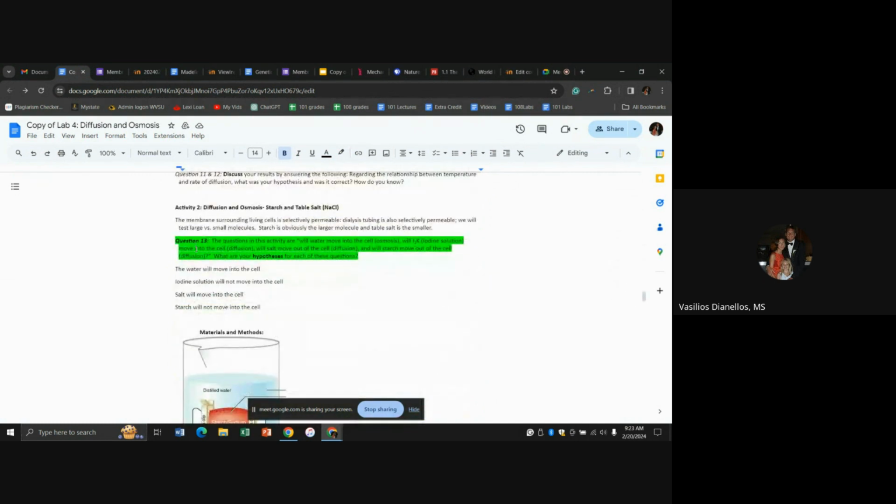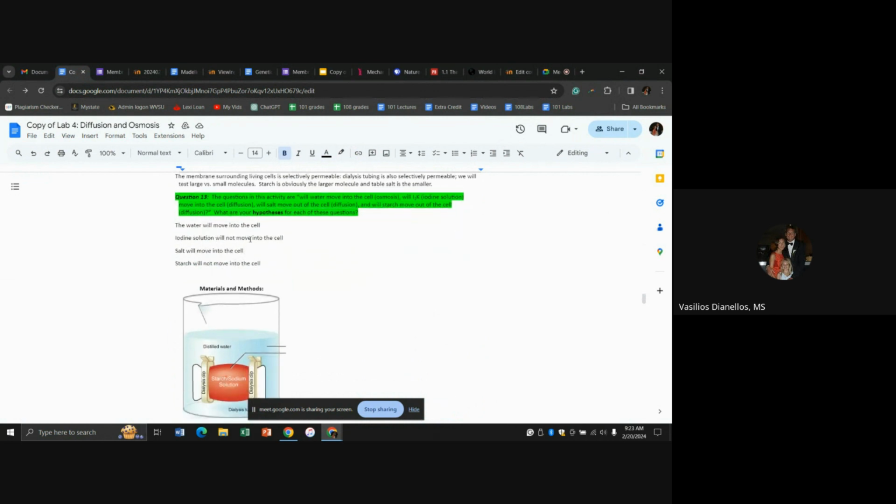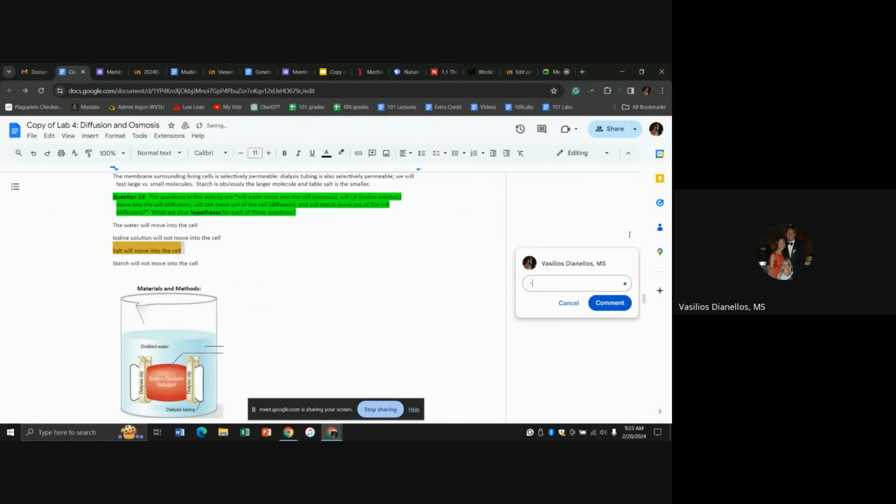Here we go. The water will move into the cell. Okay. So predicting some osmosis there. Iodine will not move into the cell. Okay. Salt will move into the cell. I have to deduct a point here. I'm just going to do half a point because salt is already in the cell. So salt cannot move into the cell. It's already there.